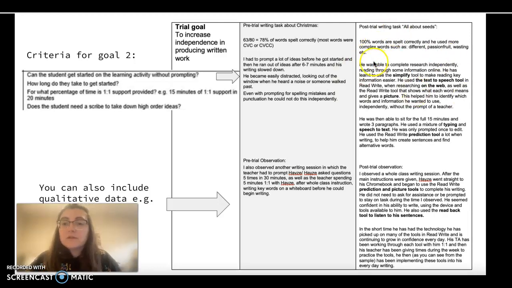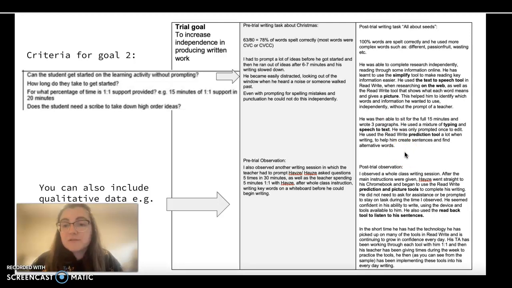Whereas if you look at the other one, 100% the words are correct. And he used a lot more complex words such as different, passion fruit, wasting. He was able to complete his research independently, read through some information online. He's learned to use the Simplify tool on Read and Write to make the reading information more easily, and he used the text-to-speech tool in Read and Write when researching on the web, as well as the Read and Write tool that shows what each word means and gives a picture. This helped him to identify which words and information he wanted to use independently without the teacher prompting him.